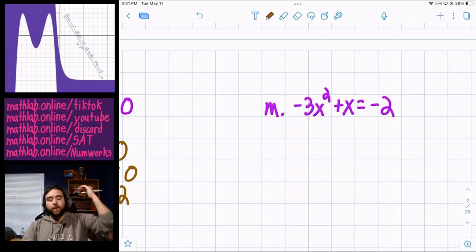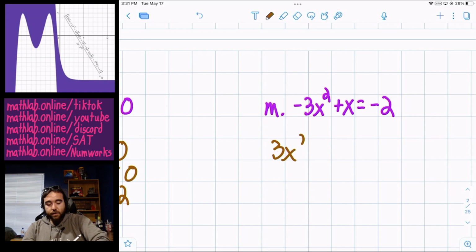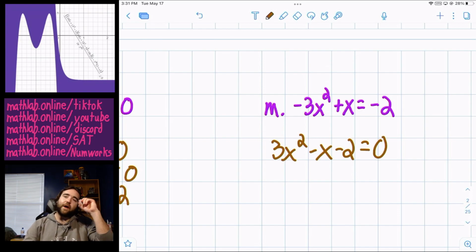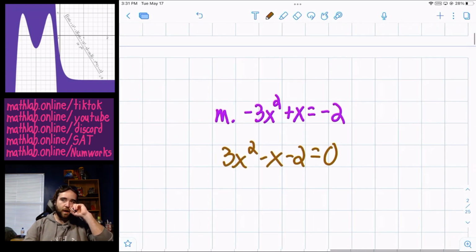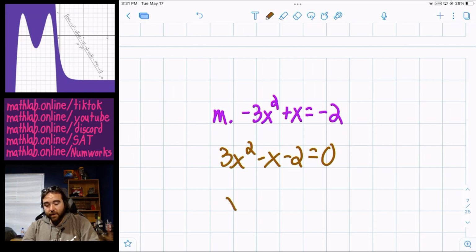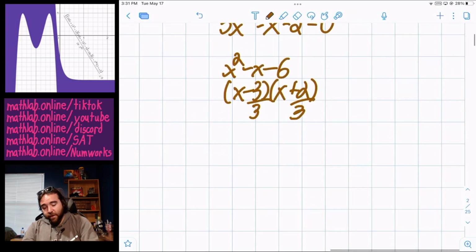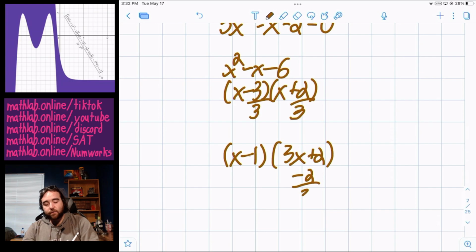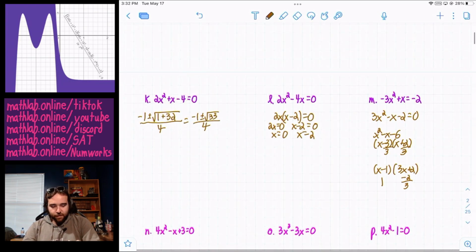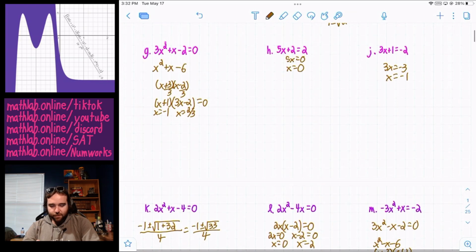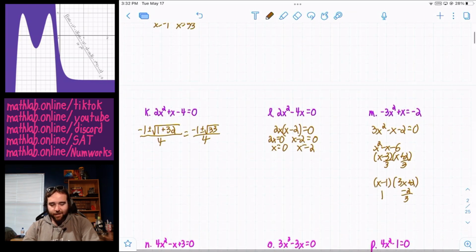All right, moving on. So we have to move everything to the same side. I'm going to think about moving everything to the right. So I'm going to get 3x squared minus x minus 2. I'm going to factor if I can, and I can. So I'm going to use the Richard method. That's x squared minus x minus 6. That's x minus 3, x plus 2. Divide by 3, divide by 3. That's x minus 1 and 3x plus 2. So that is -2/3 and 1. Is that the same as the thing we just did up here? Close, just the signs are switched. Yeah.